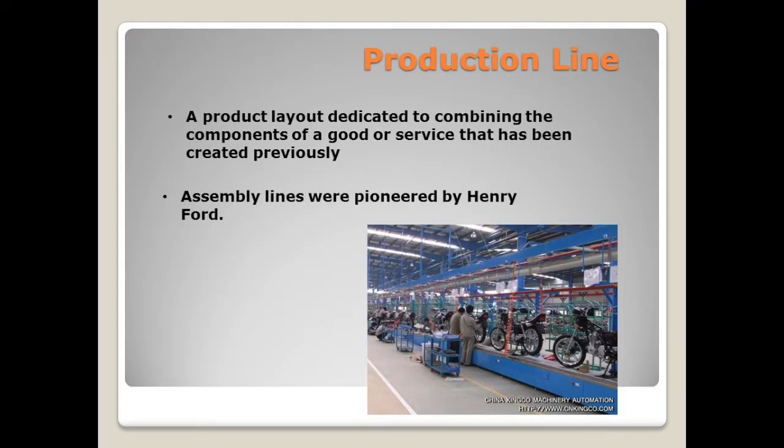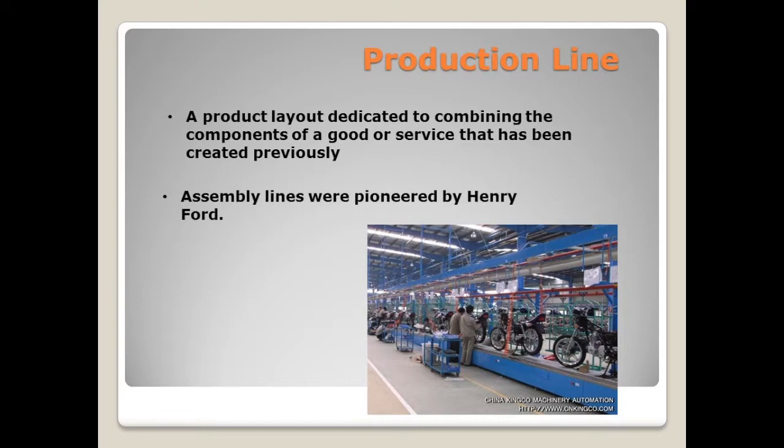The topic we'll be covering today is production line. Production line is a product layout dedicated to combining the components of a good or service that has been created previously. Production lines were pioneered by Henry Ford and are vital to economic prosperity and are the backbone of many industries such as automobiles and appliances. Their efficiencies and lower costs make goods and services affordable to the mass markets.